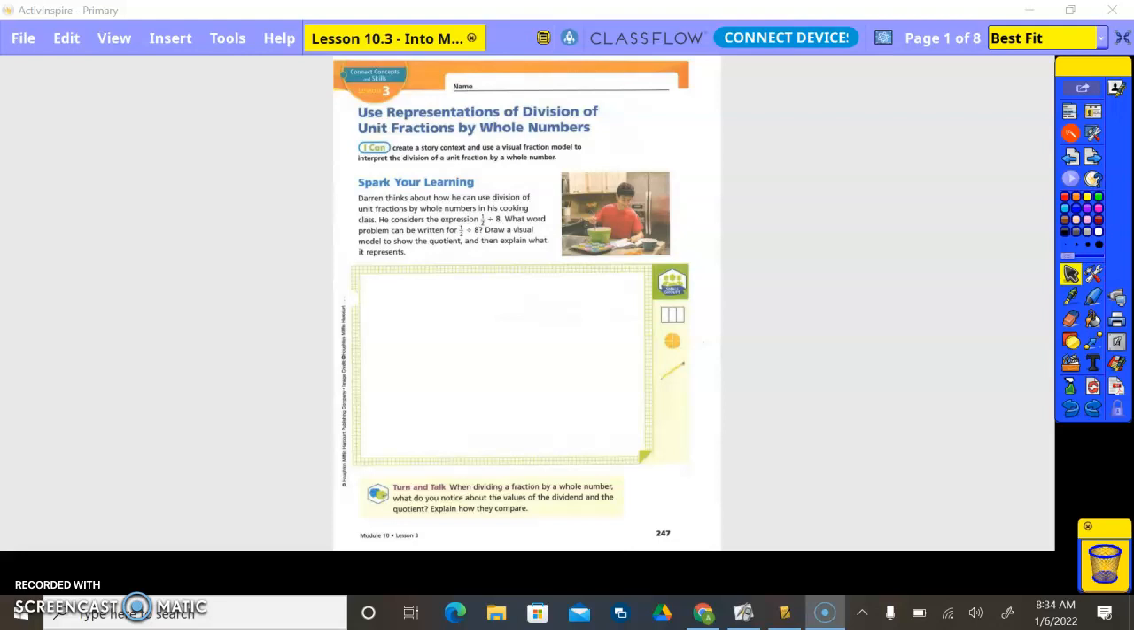Darren thinks about how he can use division of unit fractions by whole numbers in his cooking class. He considers the expression 1/2 divided by 8. What word problem can be written for 1/2 divided by 8? Draw a visual model to show the quotient and then explain what it represents.